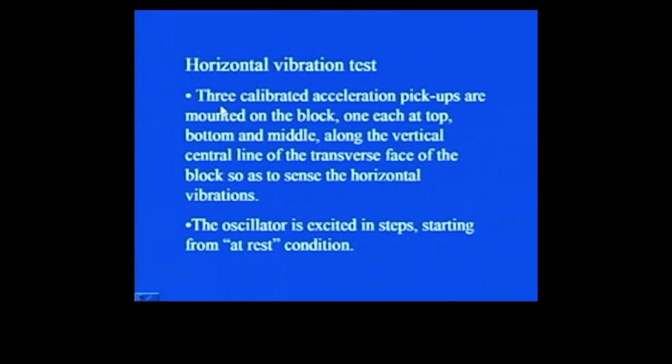In this case also, as in the vertical vibration test, 3 calibrated acceleration pickups are mounted on the block, one each at top, bottom and middle along the vertical central line of the transverse face of the block, so as to sense the horizontal vibration, because whatever vibration has been created using this oscillator has to be recorded. That is being done using these acceleration pickups, so that the response can further be analyzed to obtain this constant C tau.